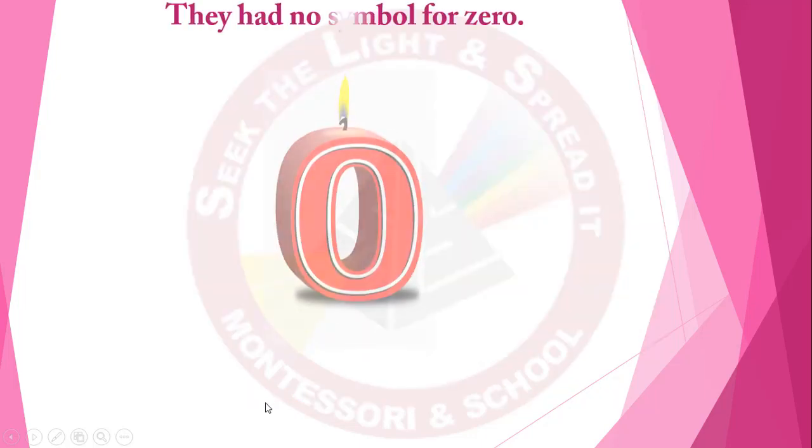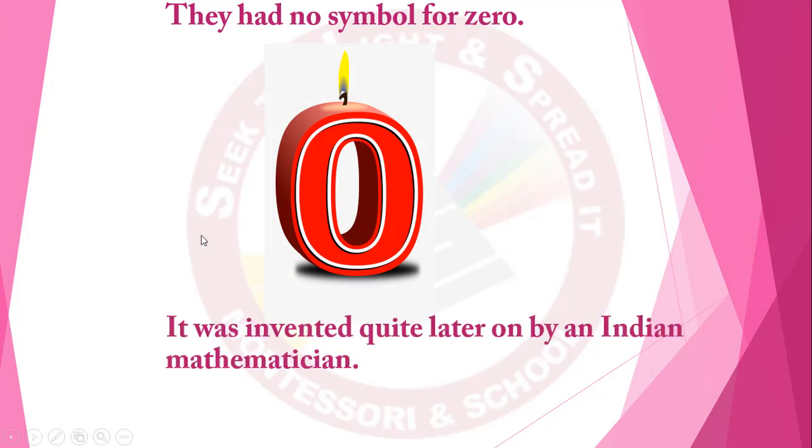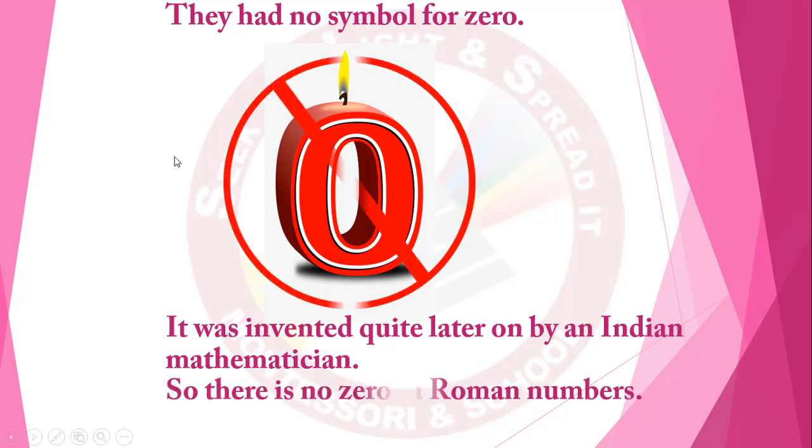Okay, now Romans had no symbol for 0. Why? Because 0 was invented quite later on by an Indian mathematician. So Romans had no concept of 0. So there is no symbol in Roman numerals, and Roman people had no idea of using 0.